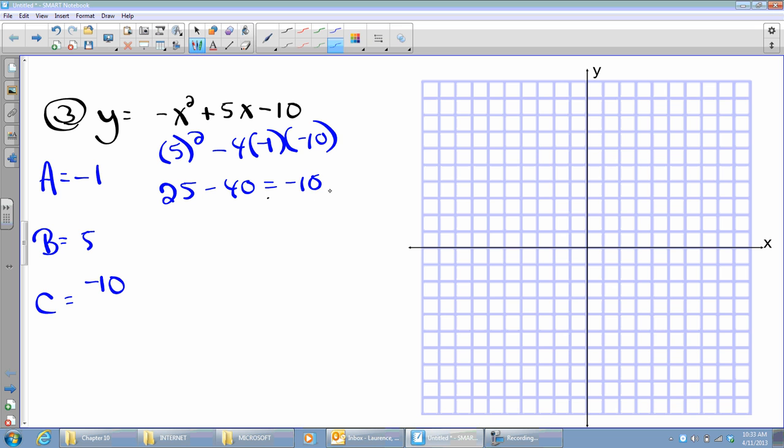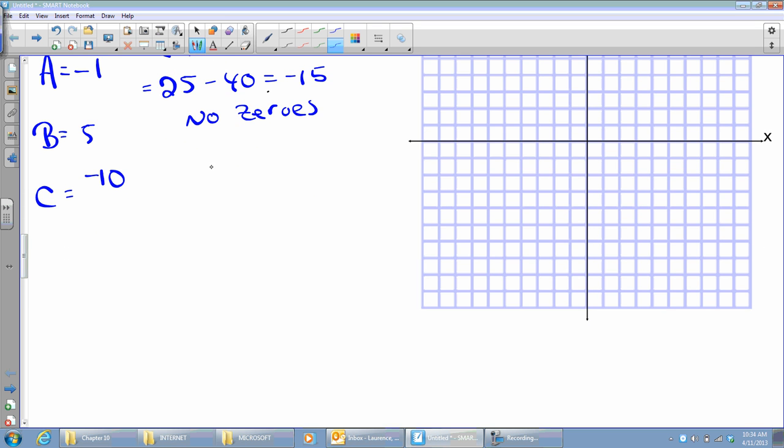Oops, that's not a 15, sorry. A little too free with my pen. And so therefore there's no zeros. There's no solution to this one. So this one's not going to cross the x-axis. So I don't need to go to the quadratic formula on this. I'm just going to go to a t-table.